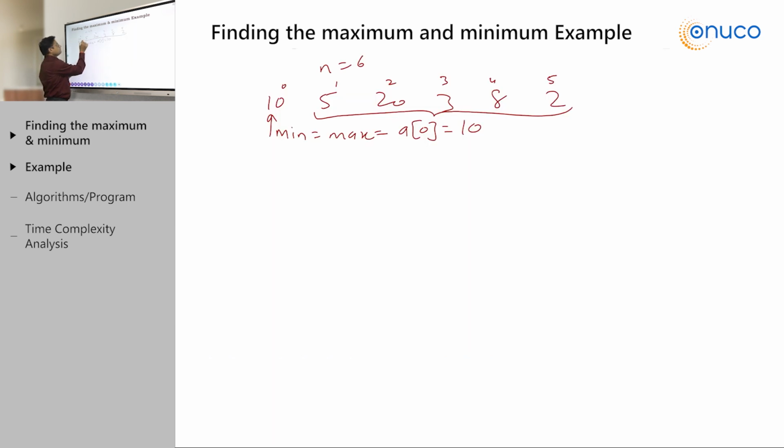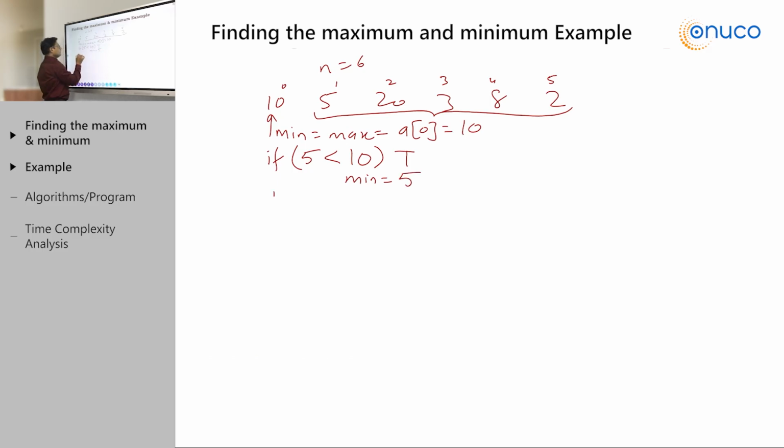Now we are going to compare this and this. A of I is 5. Is 5 lesser than the min element, 10? Is 5 lesser than 10? Yes, it is true. Hence, min is equal to A of I. And what is the value? It is 5.